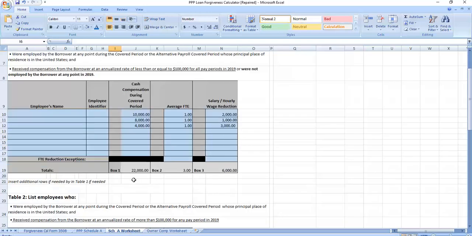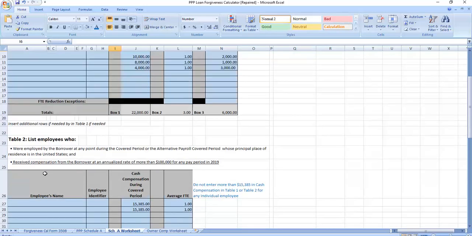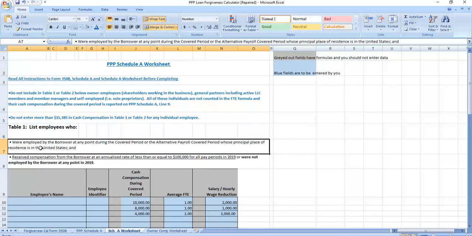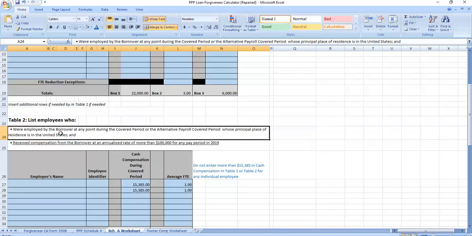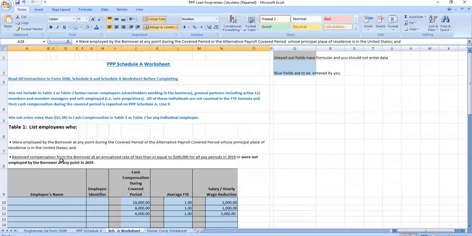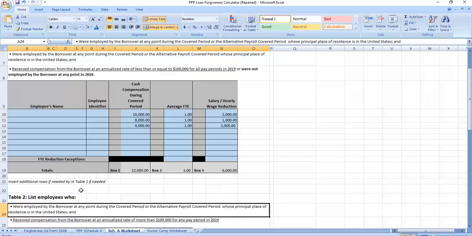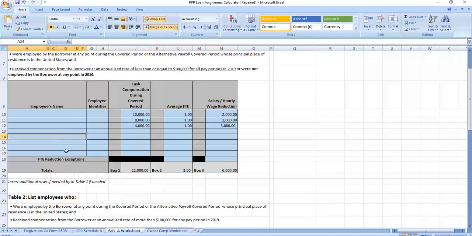Now let's look at the Schedule A worksheet. There's Table 1 and Table 2. For Table 1, firstly, all the employees' residences have to be in the United States, and that's the same for Table 2 as well. Here we're looking at employees who received compensation from the borrower at an annualized rate of less than $100,000 for all pay periods in 2019, or who were not employed by the borrower in 2019. So we're looking at employees who received less than $100,000, and all the new employees in 2020, in this table here.